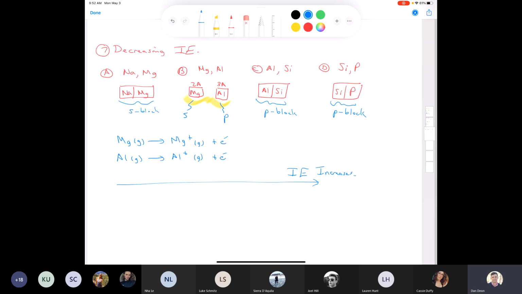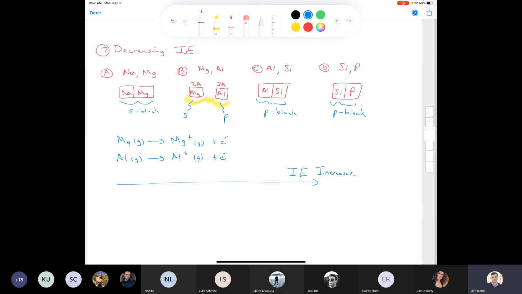Why does it cost more energy to remove an electron from a fluorine than it does a lithium? Well, in part, it's due to effective nuclear charge, but it's also due to the size of the atom, right? We know that atomic size decreases as we go across a period, and so the electrons are more tightly held.